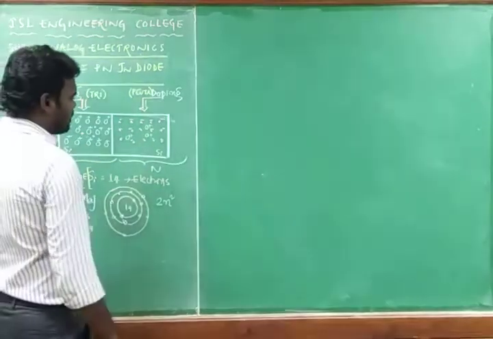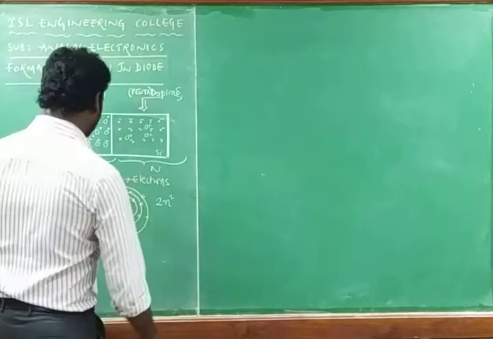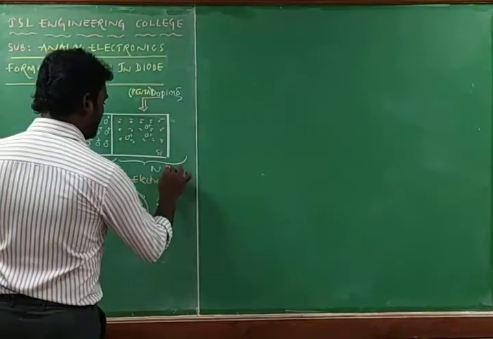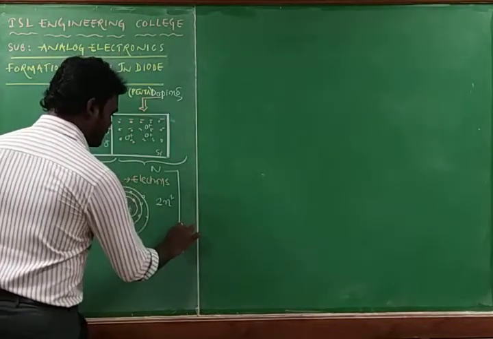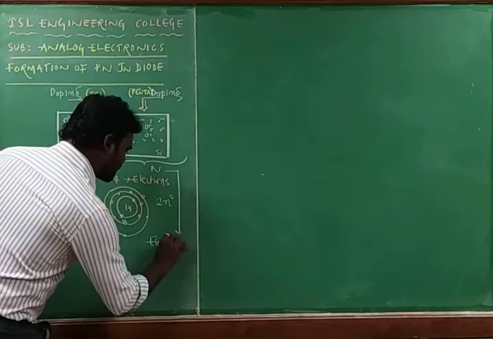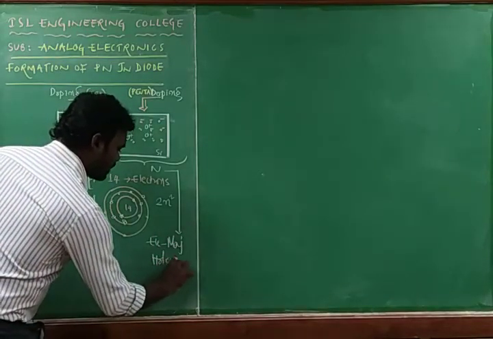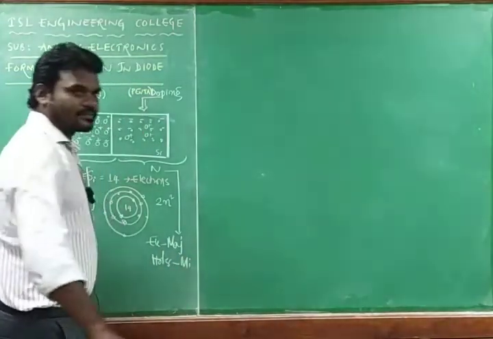Coming to the N-type semiconductor, it has more electrons than holes, so in the N-type semiconductor electrons are the majority charge carriers and the holes are the minority charge carriers.